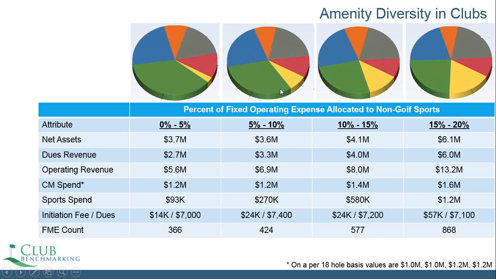Let's just, for the sake of simplicity, these are pie charts of operating expense allocations in the club, and we're not going to look at each slice. Just know that the yellow slice is non-golf sports. It's the family-oriented stuff, right? Tennis, fitness, aquatics, and the green slice is course maintenance.